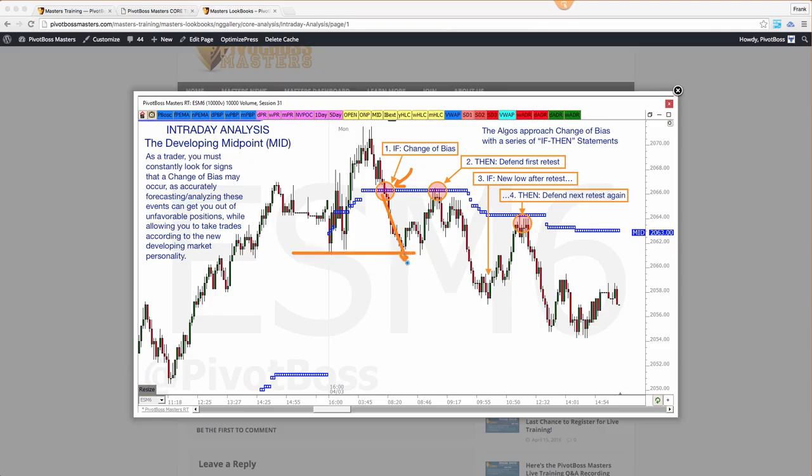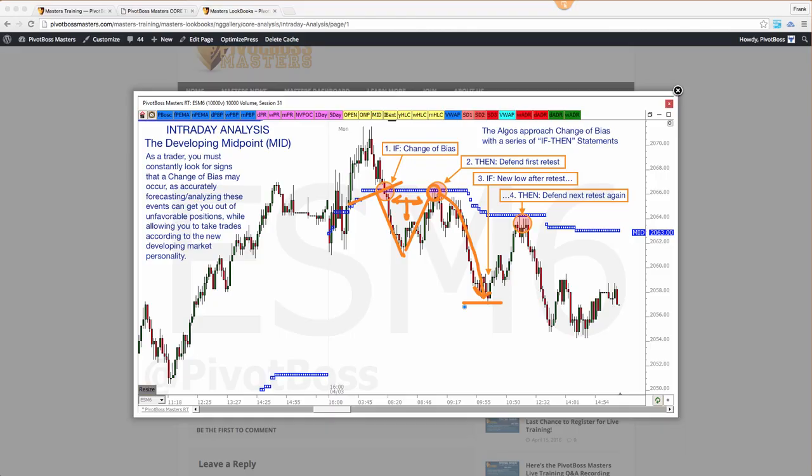Then the first rotation into the midpoint is then defended. So if a change of bias occurs, then defend the first retest. And so, again, that's the spacing you want to see right here. You want to see price push through a pivot like this, drop down with good spacing, both sides. And then when price comes back, then it's likely defended by the algorithms, by the bears. And then so price then returns back downward.